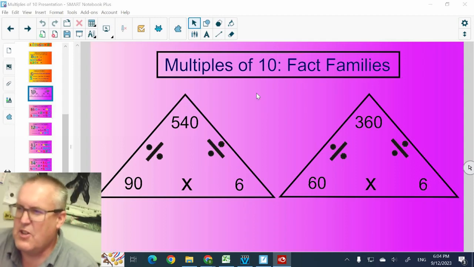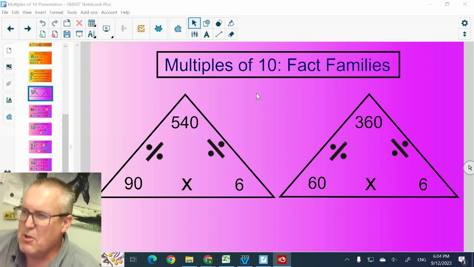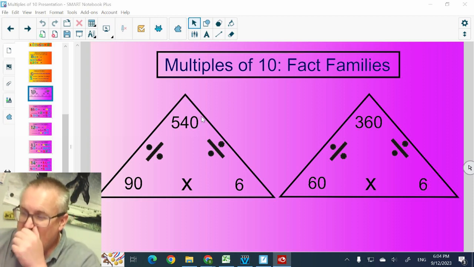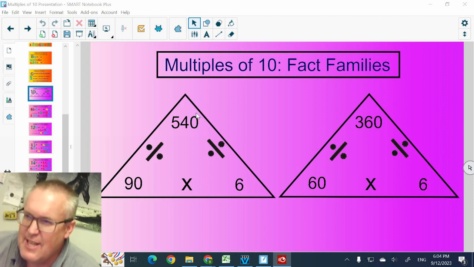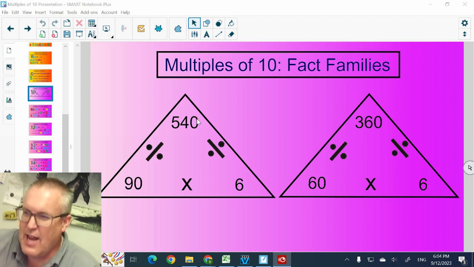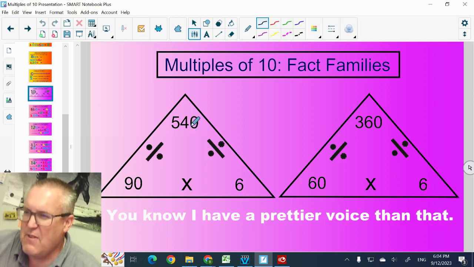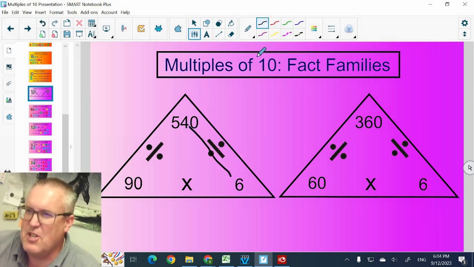So yesterday you learned how to divide by multiples of 10. Now let's show you how that works in a fact family. So just like before, with a fact family there's going to be 3 numbers that are all in the same family, okay? And you can actually divide by going 540 divided by 6 is equal to 90.